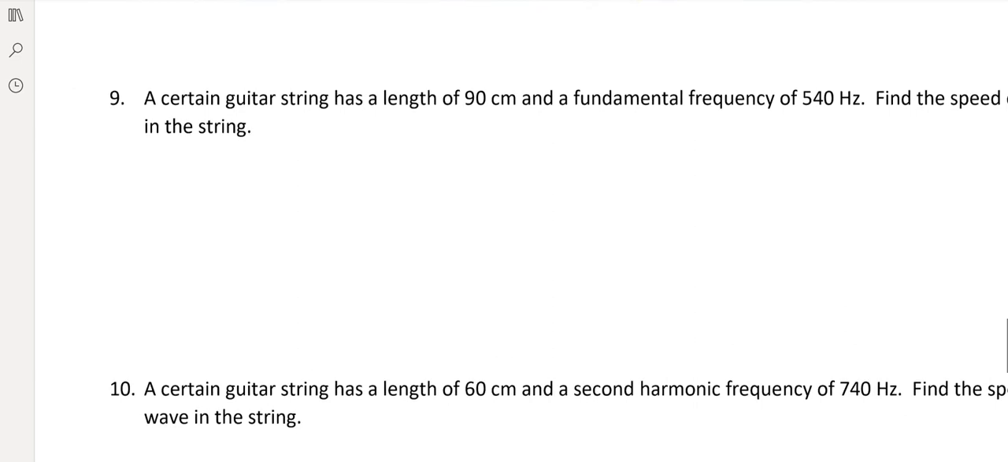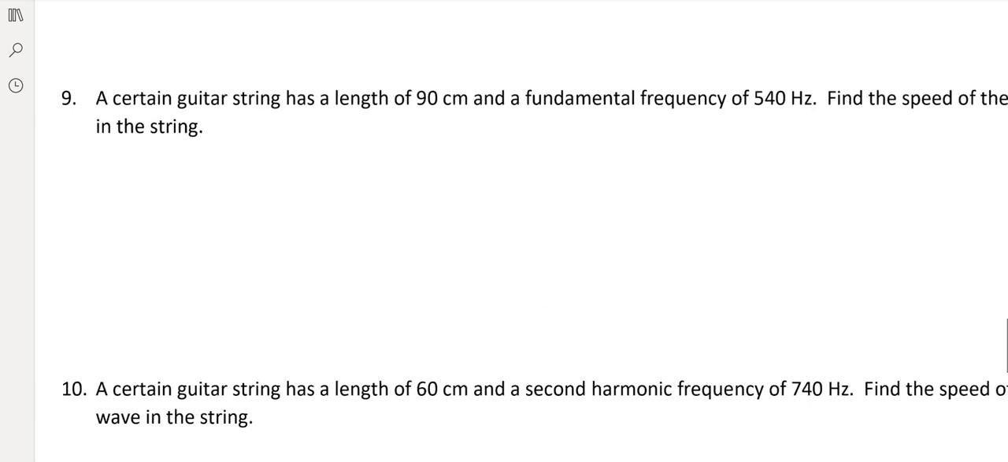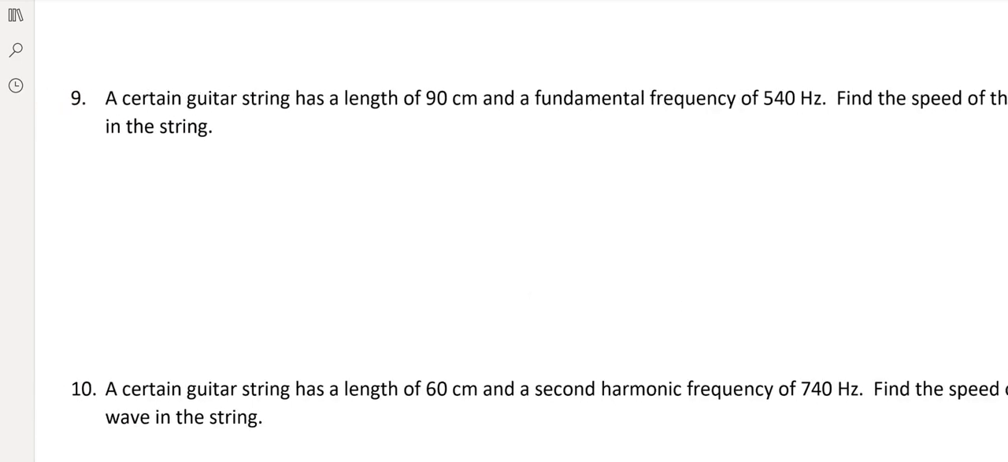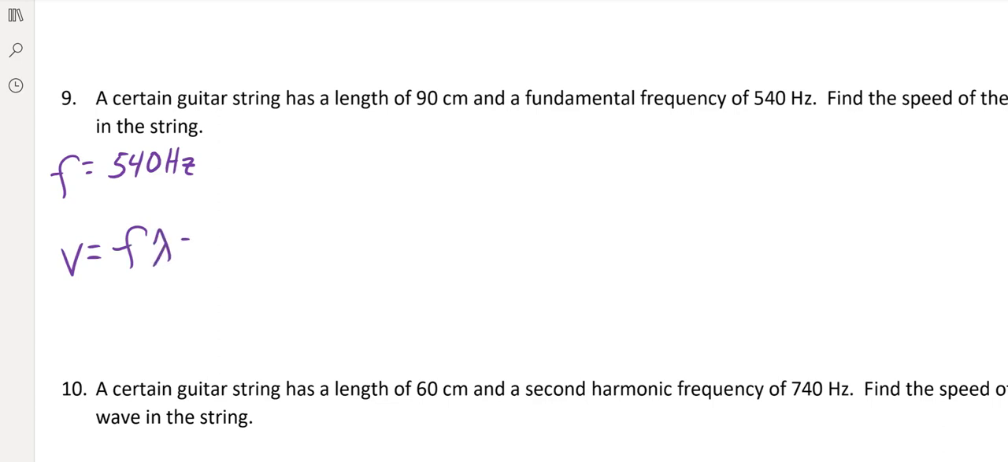And we'll do one more, number 9. A certain guitar string has a length of 90 centimeters and a fundamental frequency of 540 hertz. We're going to find the speed of the wave in the string. So we know that the frequency is 540 hertz, and we know that the speed of the wave in the string is going to be the frequency times the wavelength. Well, we know the frequency, so we've got to find the wavelength. Well, this is a string, and we're talking about the fundamental. So the fundamental looks like this. That's just one segment. And we know that when we have just one segment, each segment is half of a wavelength, and that's equal to 90 centimeters.